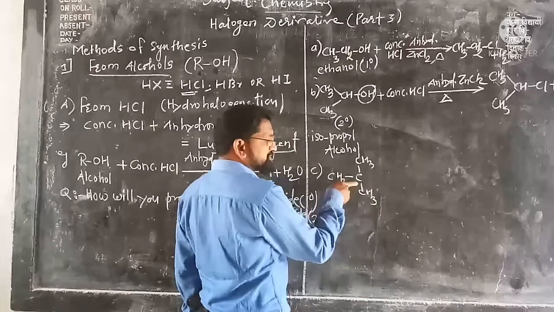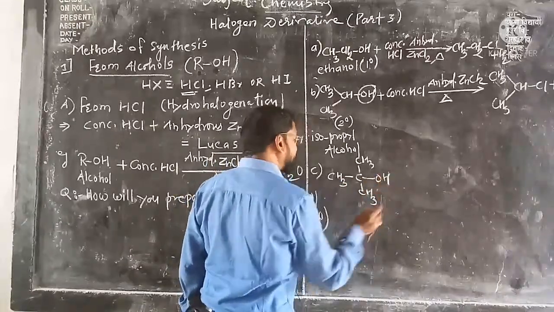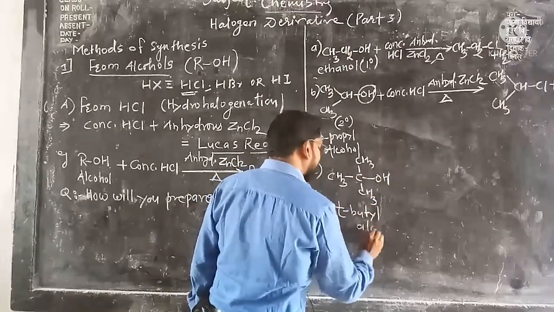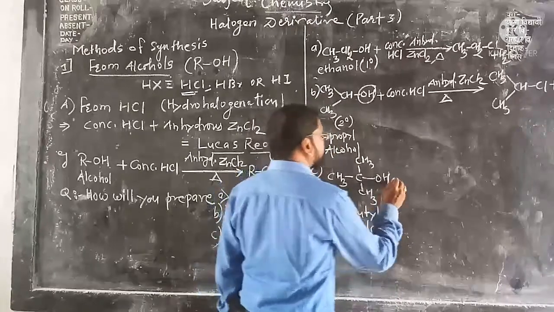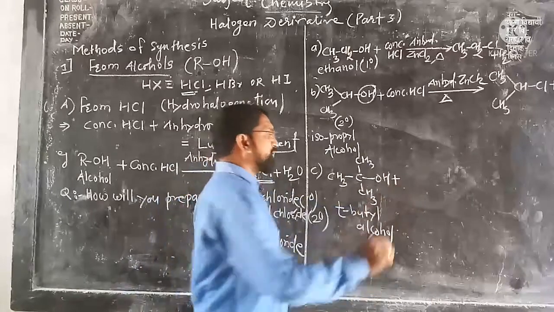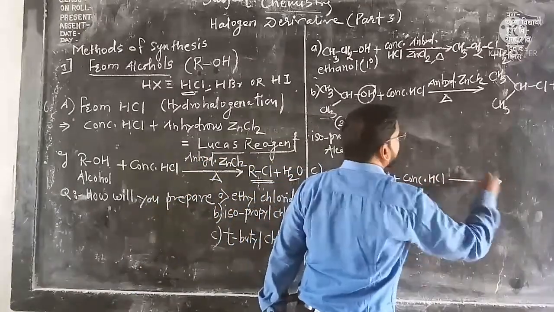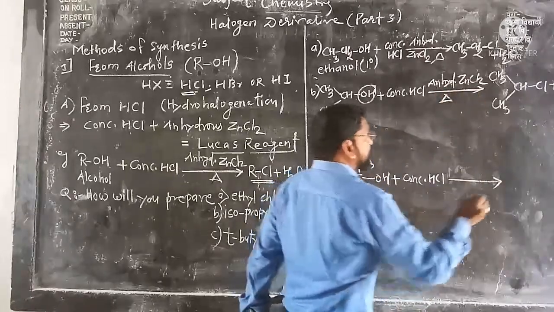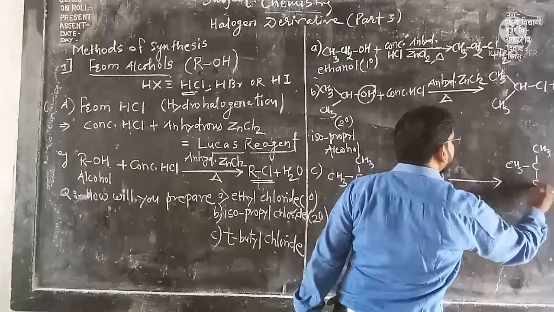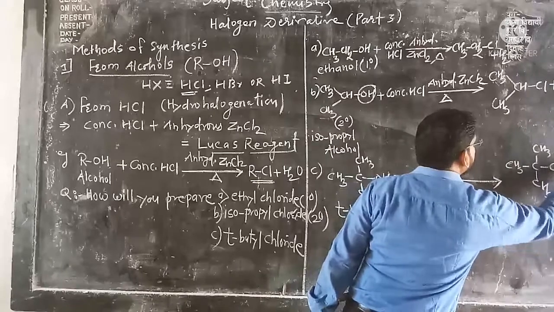Now this carbon atom is tertiary. Therefore, if you attach OH here, it will become T-butyl alcohol, isn't it? Same reaction. Now listen here everybody. In this reaction we only require concentrated HCl, while we do not require anhydrous zinc chloride. Therefore I am directly writing the product: (CH3)3C-Cl plus H2O.